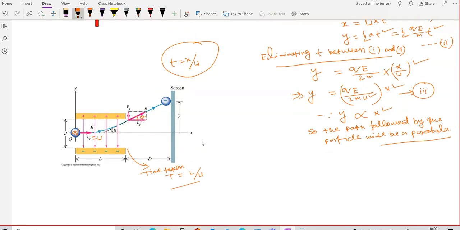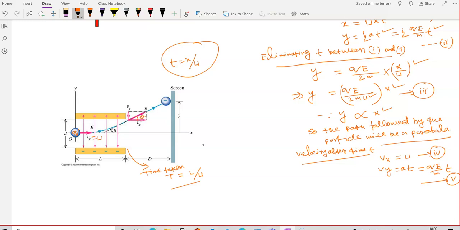So let us find the velocity after time t. Velocity after time t will be Vx equal to u. This will not change. Number 4. And Vy equal to A into T. This will change. What is A over there? A is QE by M, into T. This is the velocity after time T.